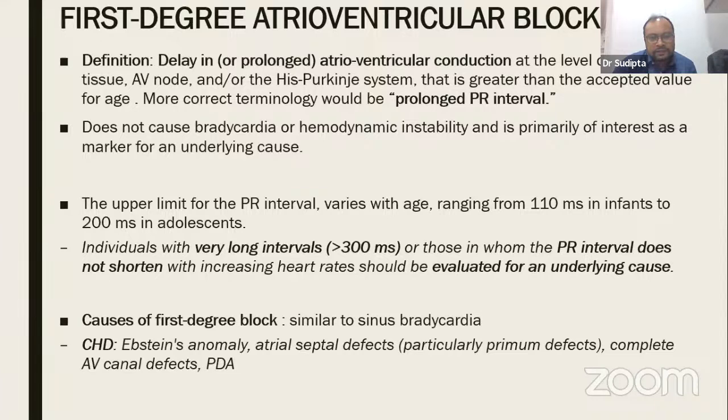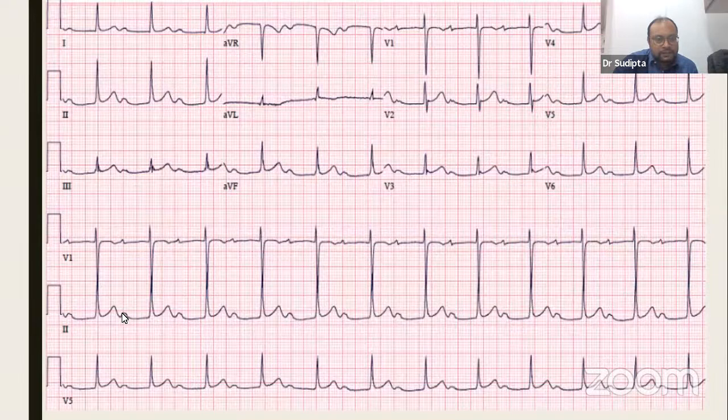However, if the PR interval is more than 300 milliseconds, or if the PR interval does not shorten with increasing heart rate, the patient should be evaluated for an underlying cause. The causes are similar to sinus bradycardia. In congenital heart disease such as Ebstein's anomaly, ASD, or AVSD, it might be noted. Here you can see the P wave and the QRS complex, and the PR interval is more than 350 to 400 milliseconds. So it's a first degree heart block.